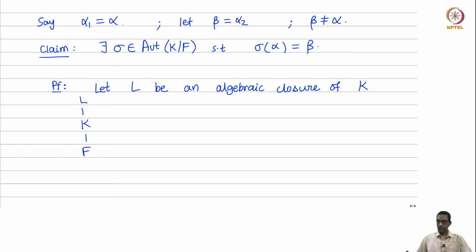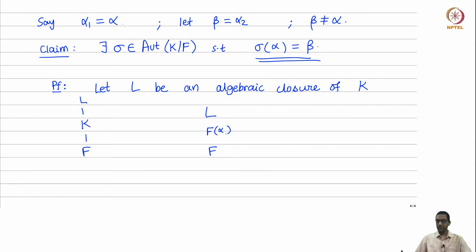Okay. Now, what do we know? Well, let's do the following. We are trying to construct a map which takes alpha to beta. So let's do the following. For the moment, let's forget about K here. Okay. So I have L, I have F, and in between them, I am going to look at the intermediate field F adjoint alpha.